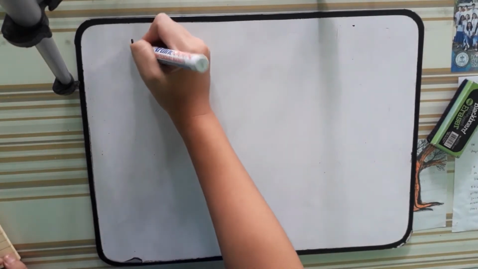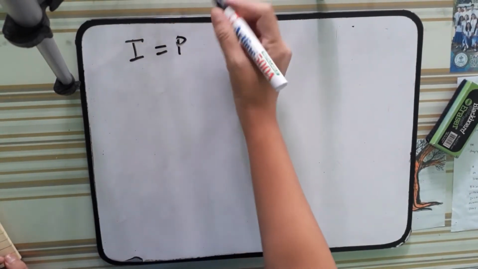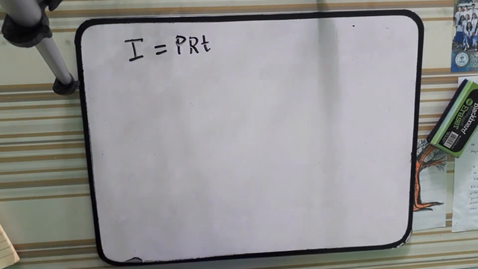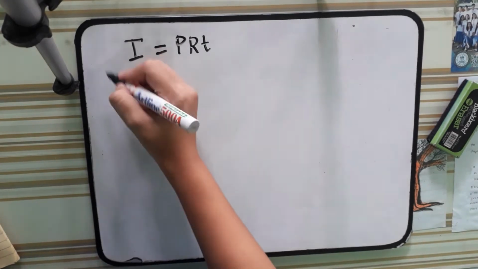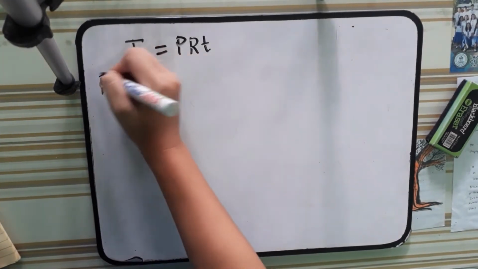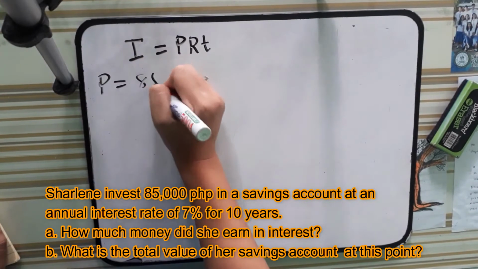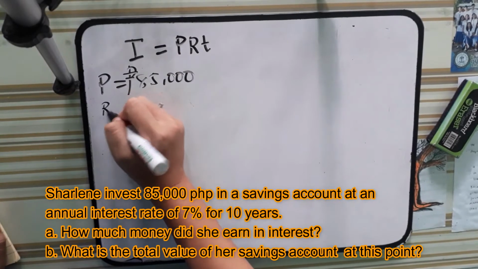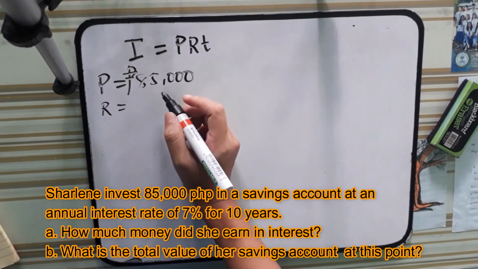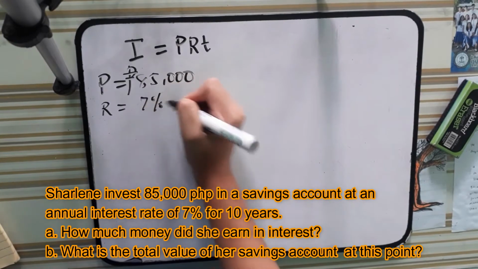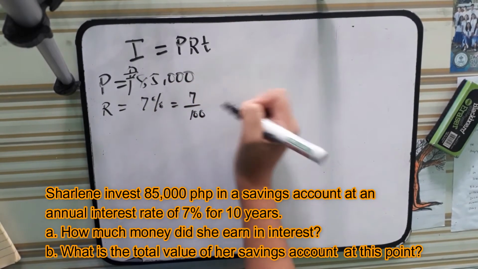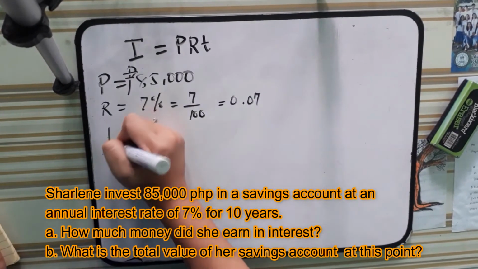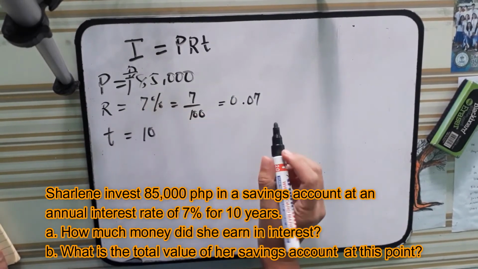Okay, so we are going to use the formula I = PRT again. First, we need to identify what the givens are. For our P, the principal amount is 85,000. Then, our rate is 7%, or simply 7 over 100 to get the decimal. It will become 0.07. And our time is 10 years.